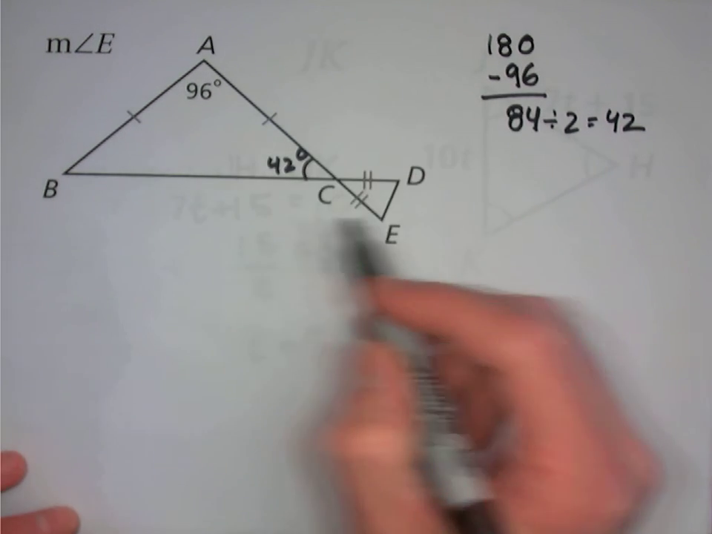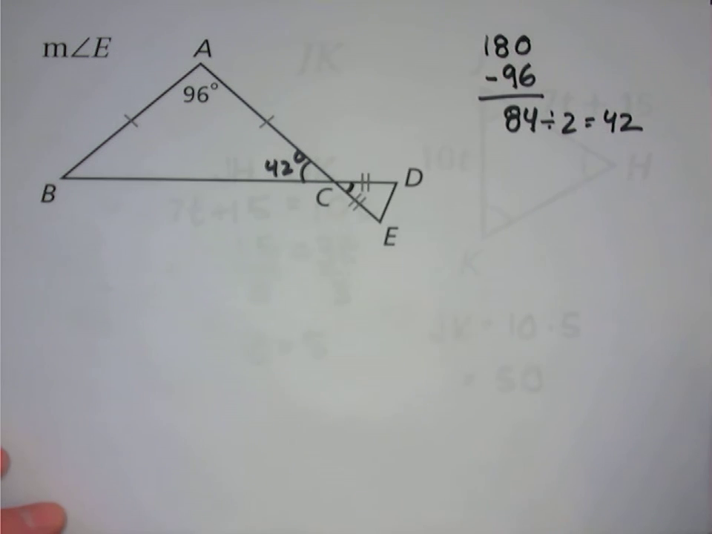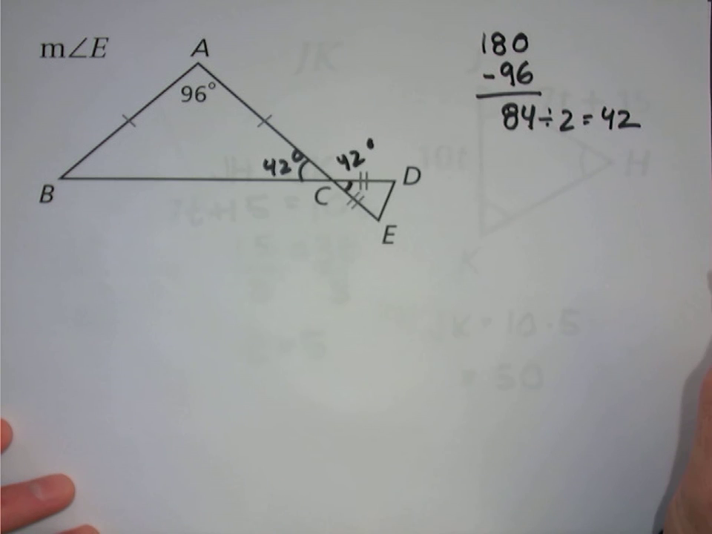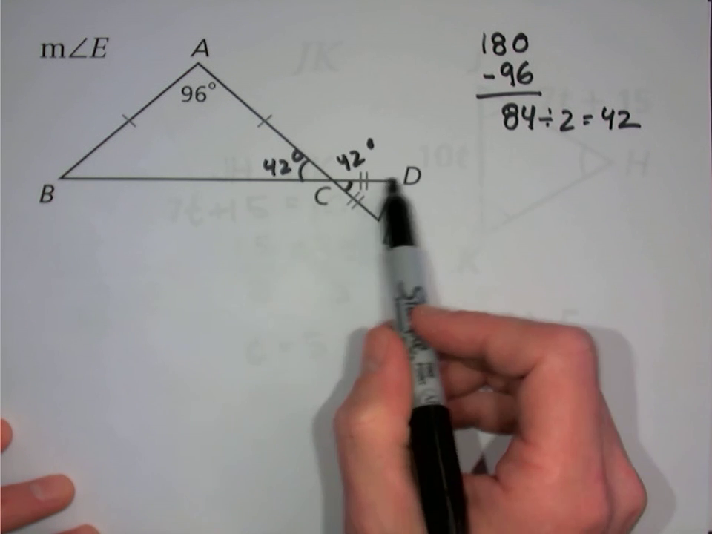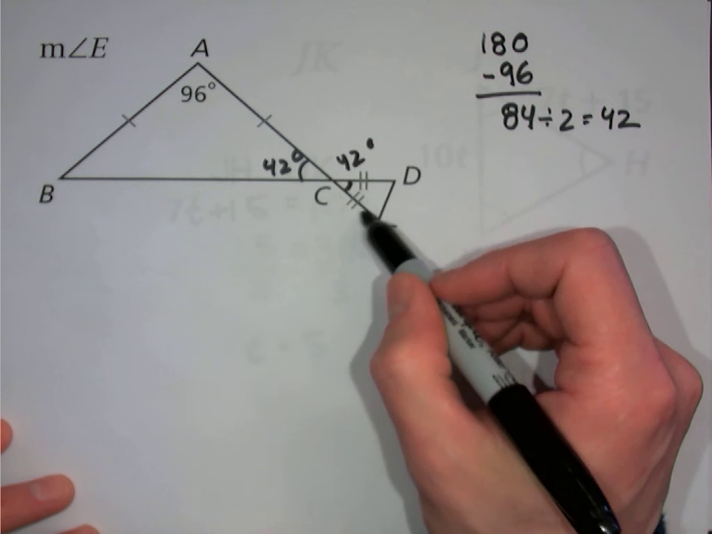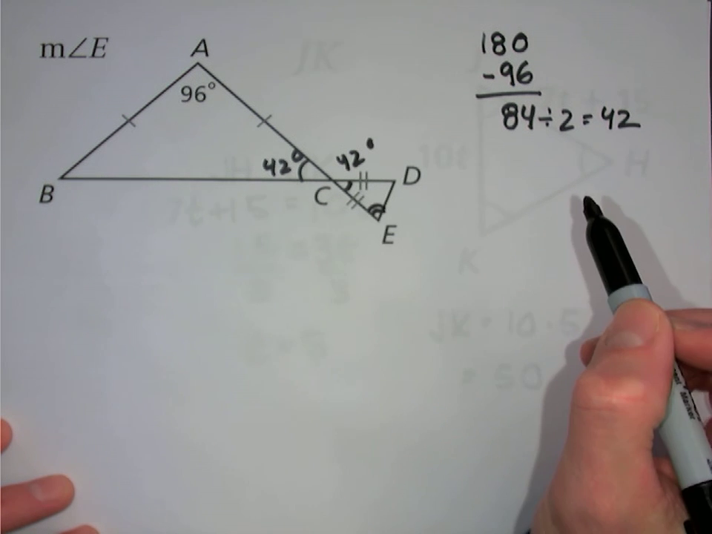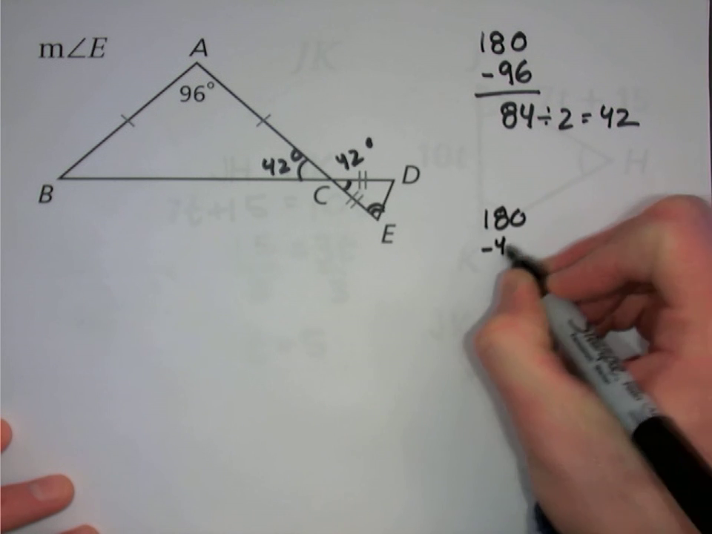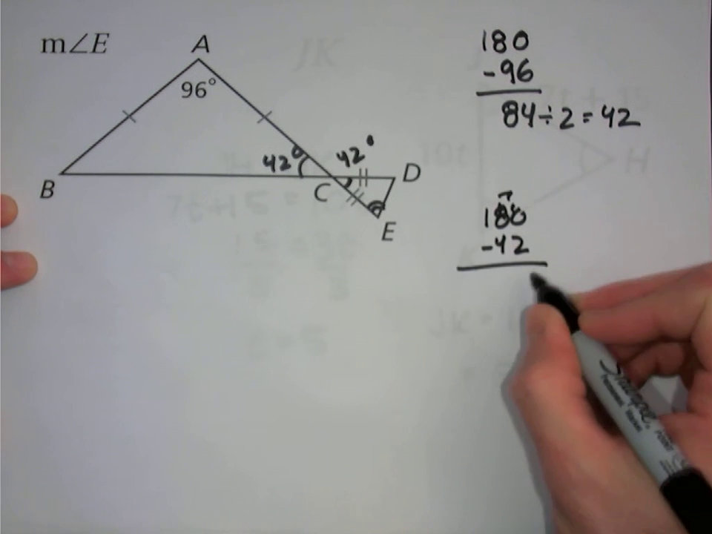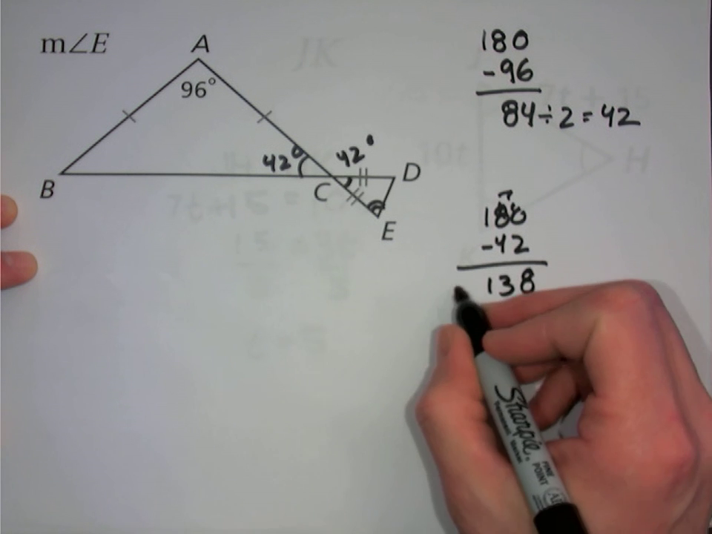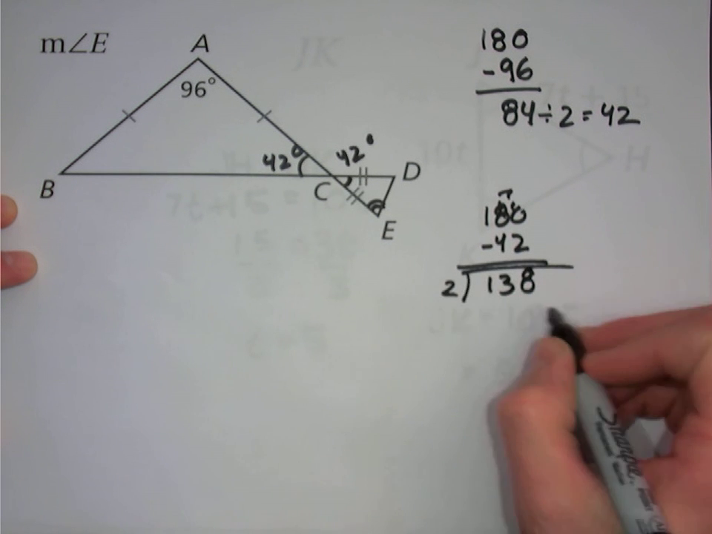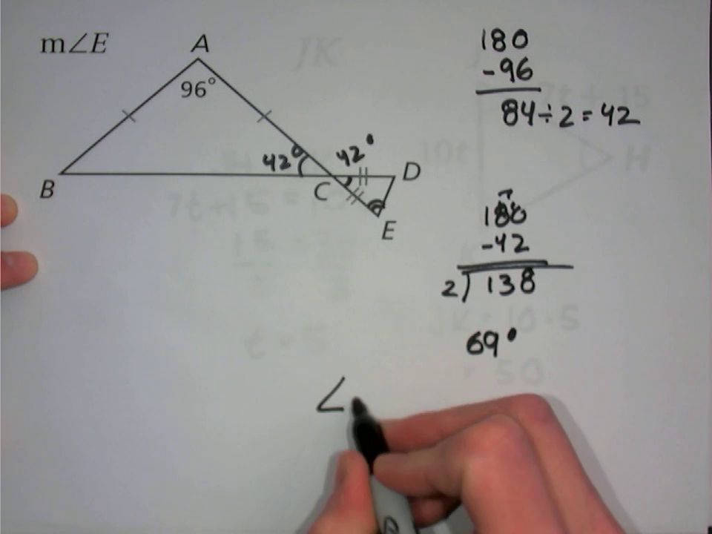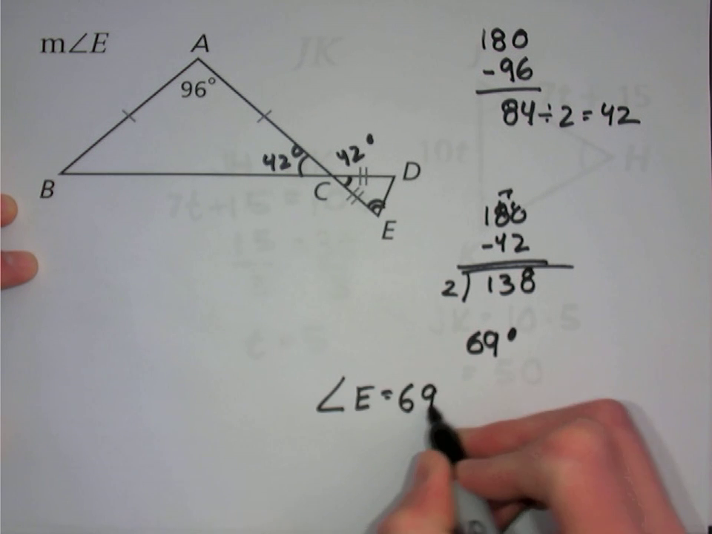If angle ACB is 42 degrees, I hope you can see that angle DCB or DCE would also be 42 degrees because they're vertical angles. Now in this smaller triangle, DCE is actually our vertex angle and E is a base angle. So I'm going to subtract my 42 from 180. So 180 minus 42 is 138. I'll divide 138 by 2. And what do I get? I get 69 degrees. So angle E is equal to 69 degrees.